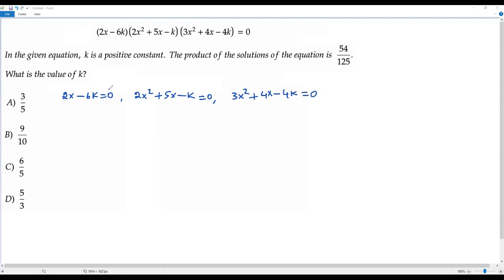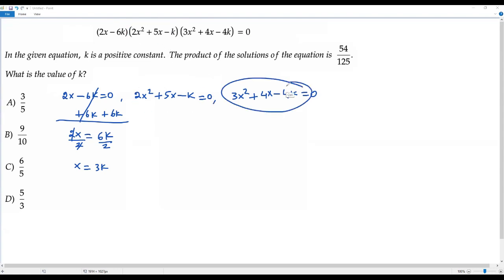Now we can solve the first one. Actually, it's linear. To solve for x, let me add 6k to both sides. When I do so, negative 6k and positive 6k cancel. I'm getting 2x = 6k. Then I divide both sides by 2, and the 2 cancels. I'm getting x = 3k. I got one of the solutions for the given equation. I need 4 more solutions: 2 solutions from the second equation and 2 solutions from the third one.